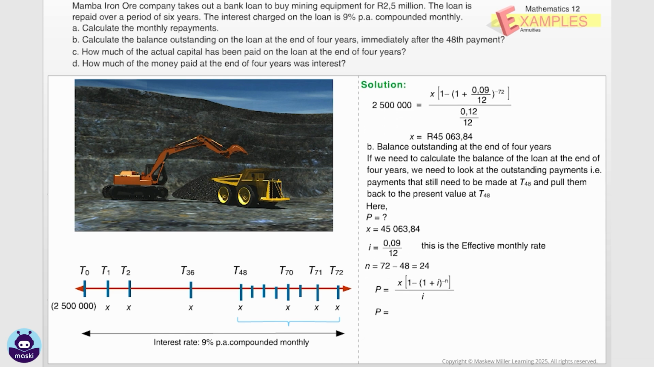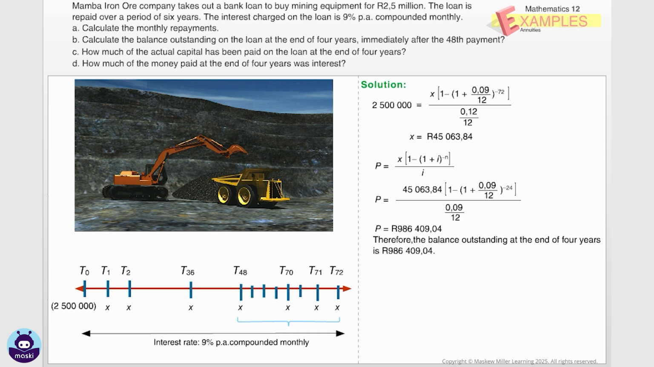Substituting the values, we get: therefore, the balance outstanding at the end of 4 years is 986,409 rand and 4 cents.